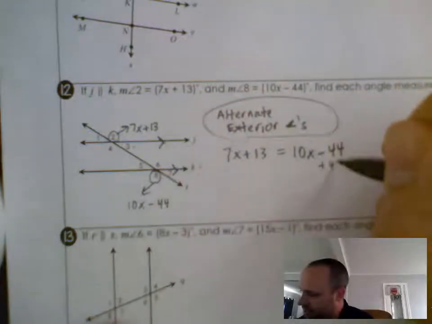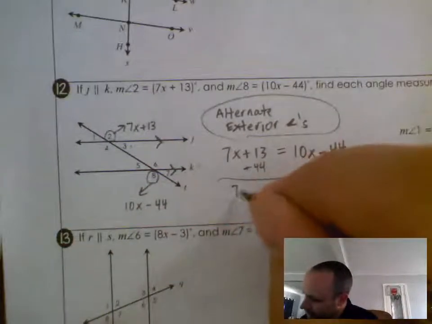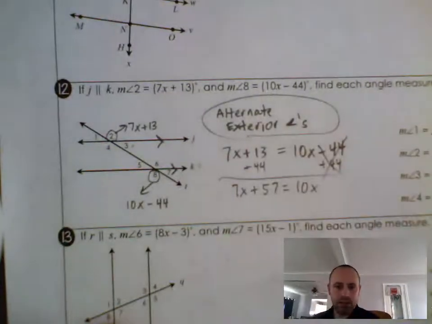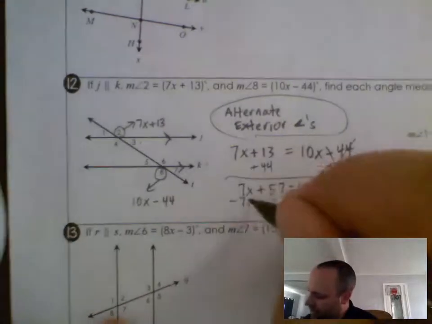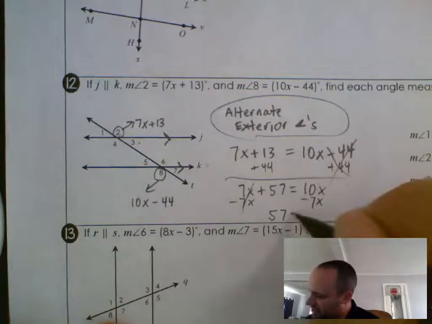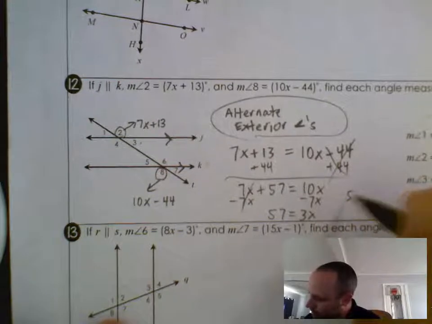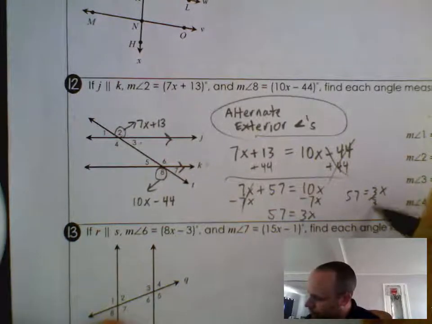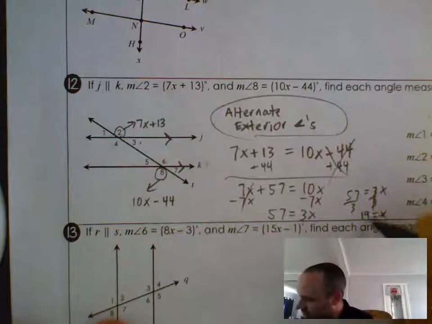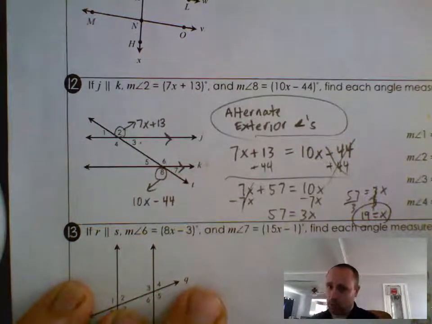There's a whole bunch of ways. I'm going to add a 44 to both sides. So we get 7x plus 57 equals 10x. And then I'll go ahead and subtract a 7x. So we get 57 equals 3x. And then I'll divide both of those by 3. So you're going to get x equals 19. That's kind of part of my answer. That's not really what they're looking for yet, but at least we're one step into it.